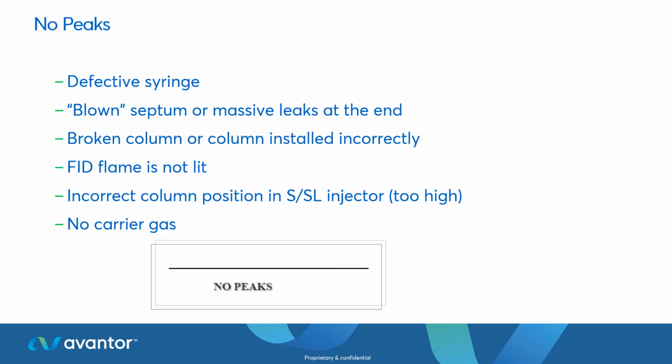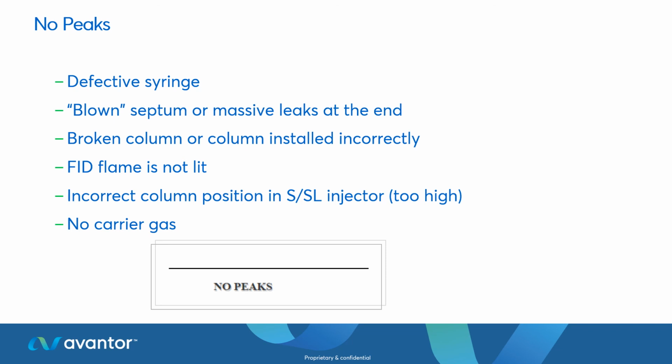If you see no peaks at all, then potentially you're not injecting the samples. That could be a defective syringe if it's not gas tight. We talked about the septa and the importance of making sure that you replace the septa on a regular basis. If a septum is blown, then you could have a massive leak occurring at the injector port. The carrier gas is going out through the septum, and therefore you would lose most of your sample, if not all of it. Could be that the column's broken, or it's not installed correctly, and we've gone through column installation in the previous part of this presentation.